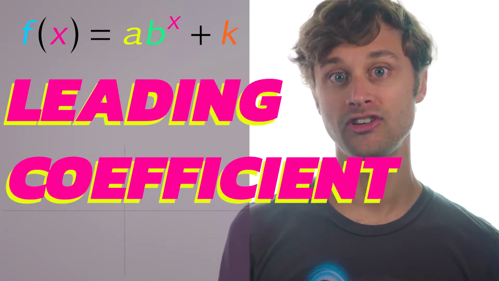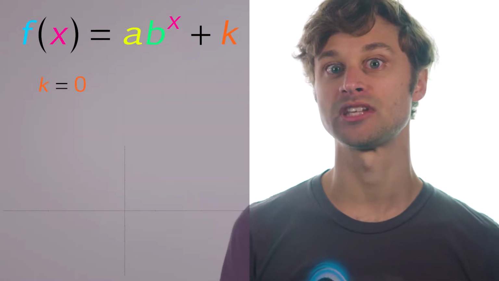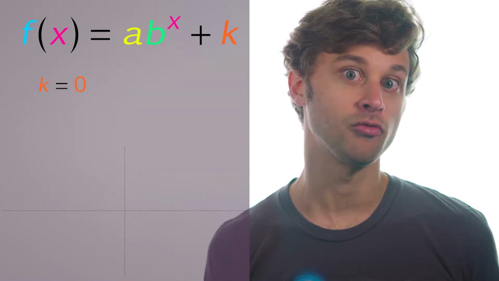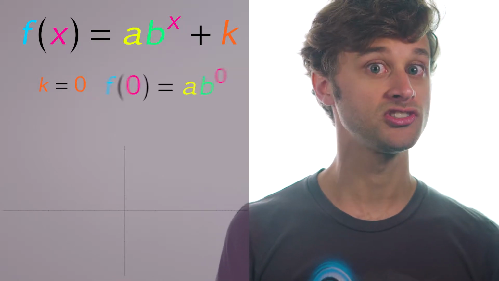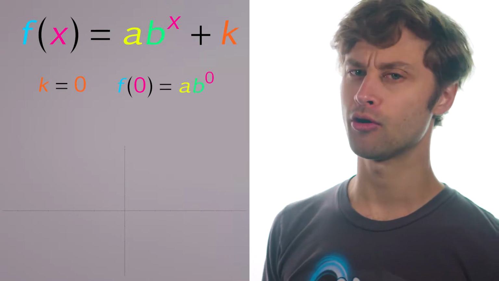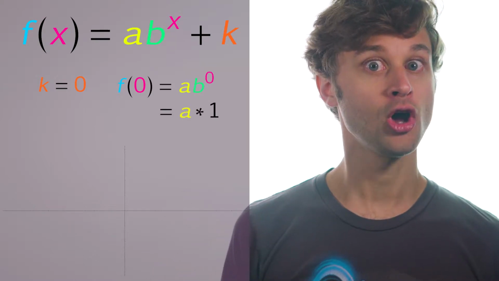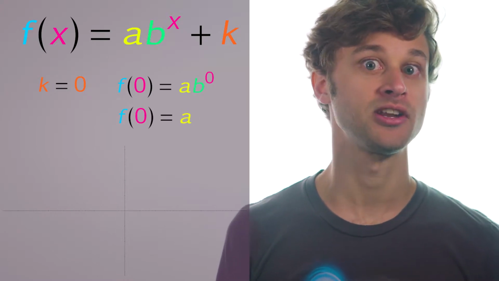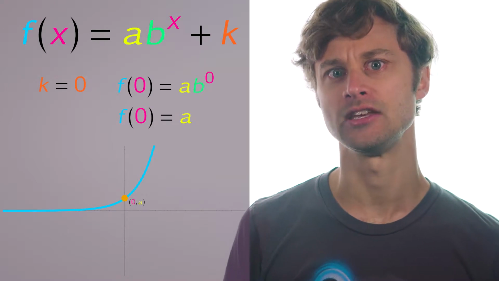a is our leading coefficient, just like it always is. And if k is equal to 0, then a is sometimes known as our initial value of the function. It's called this because of what happens when x is equal to 0. When x is equal to 0, the exponent is equal to 0, and b to the 0 power, anything to the 0 power except 0, is equal to 1. So a times 1 is just a, so f of 0 for any exponential function is going to be equal to a. Again, assuming that k is equal to 0.